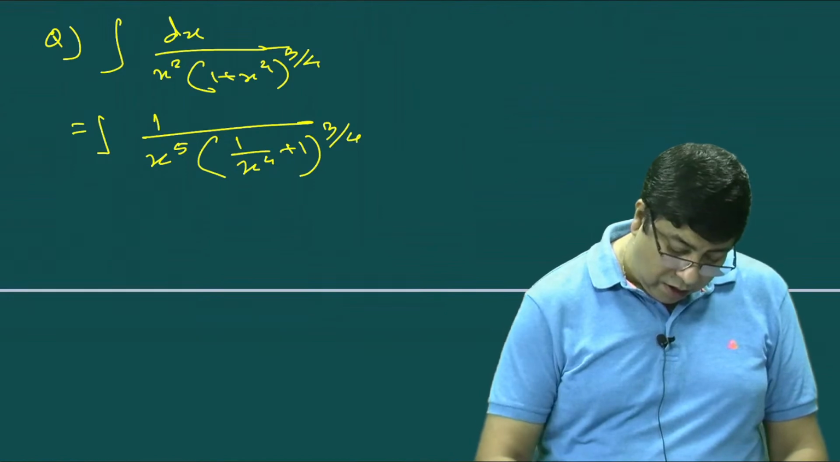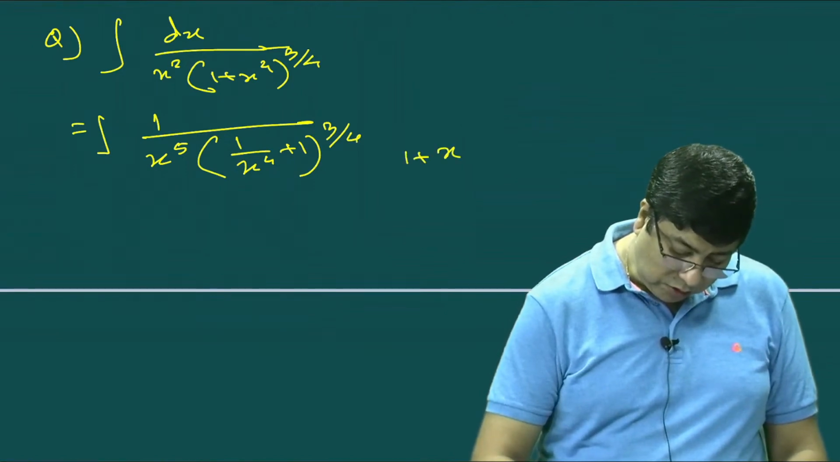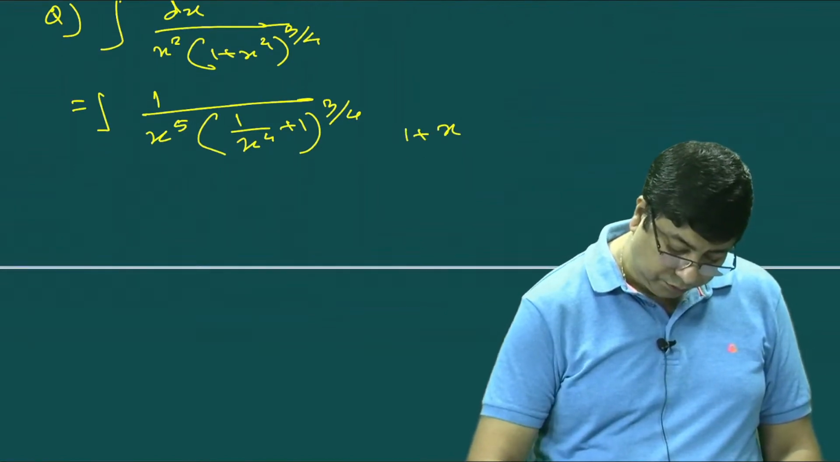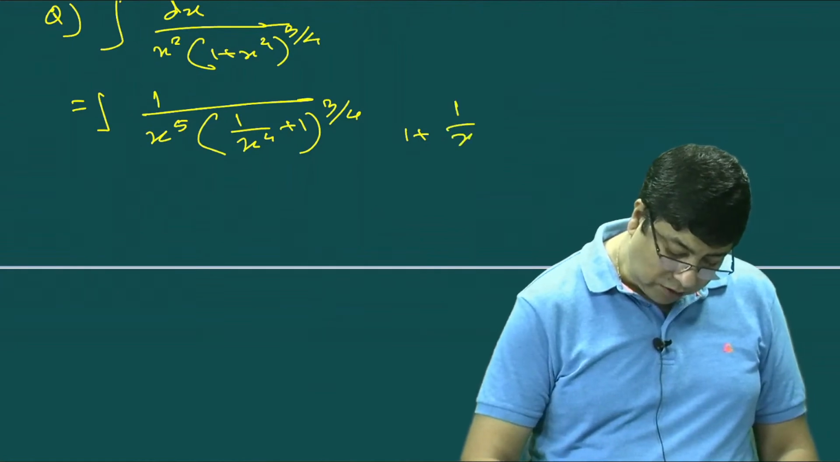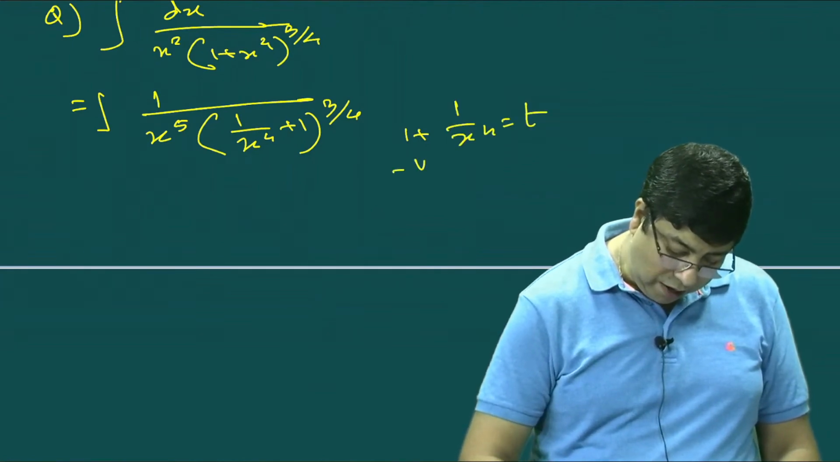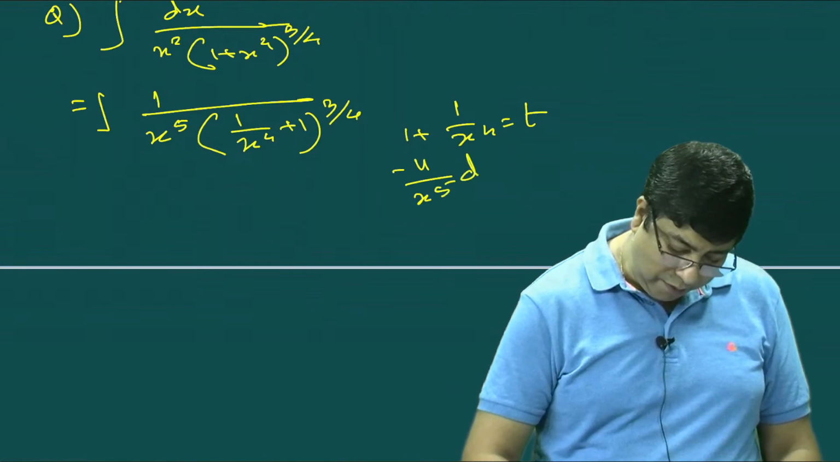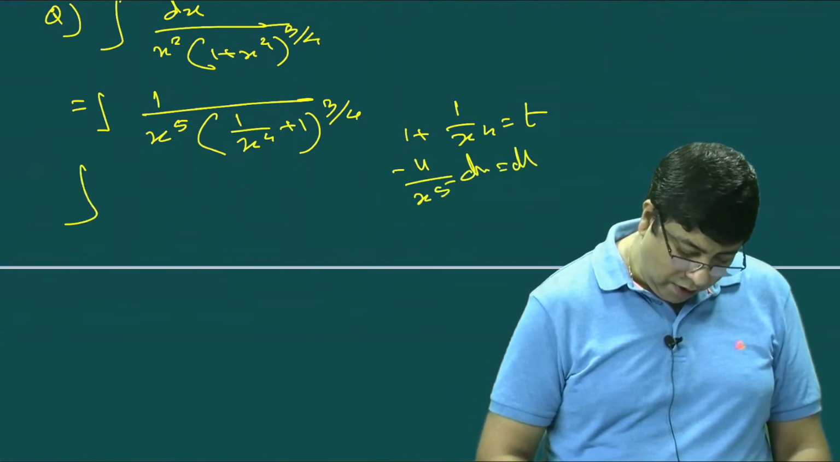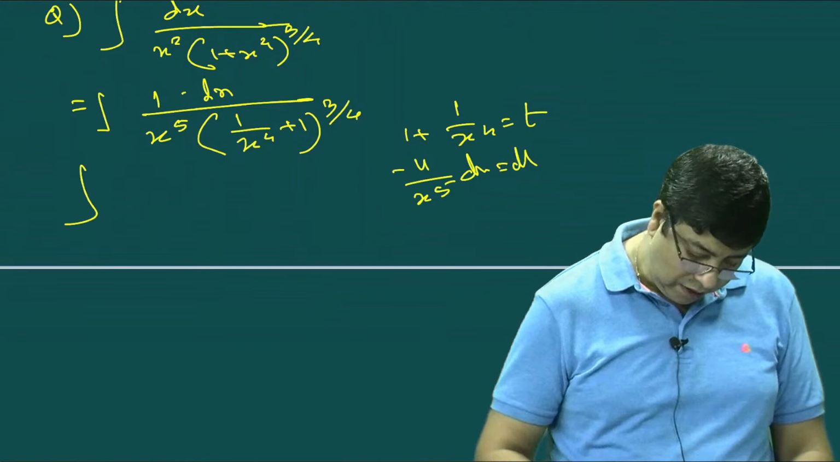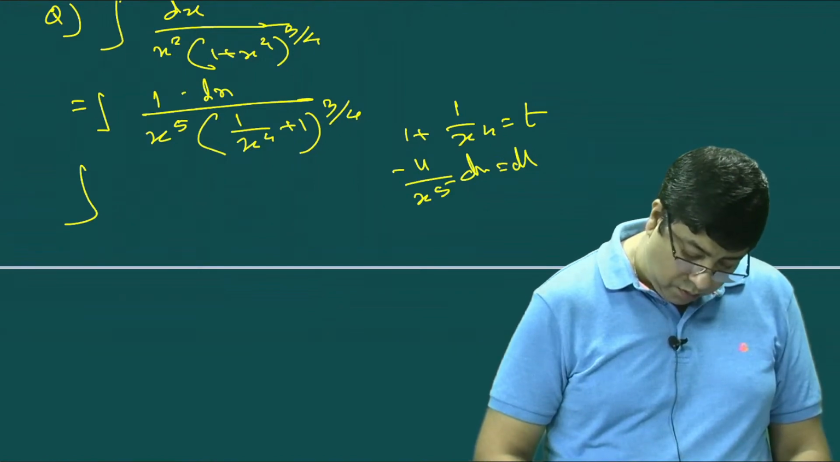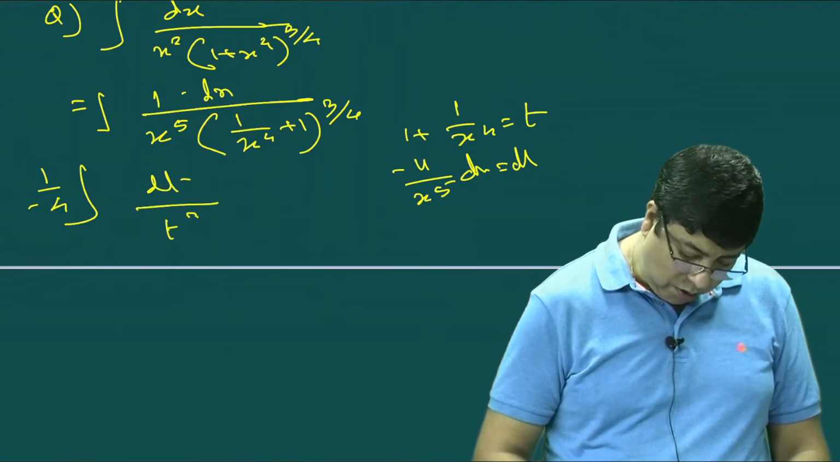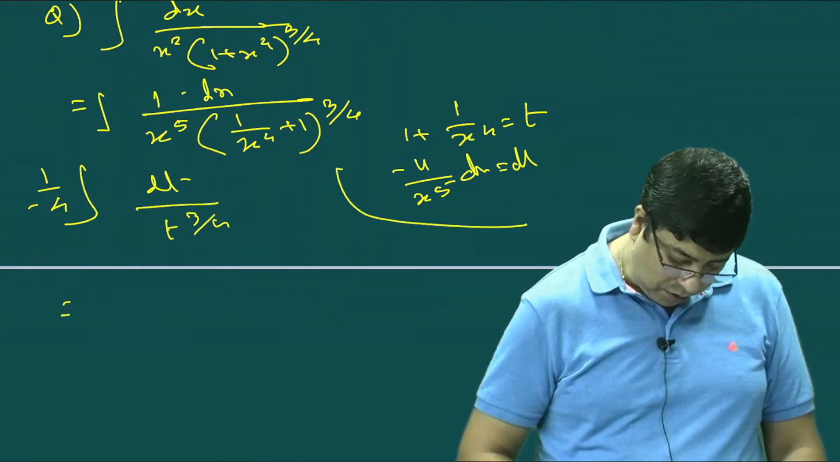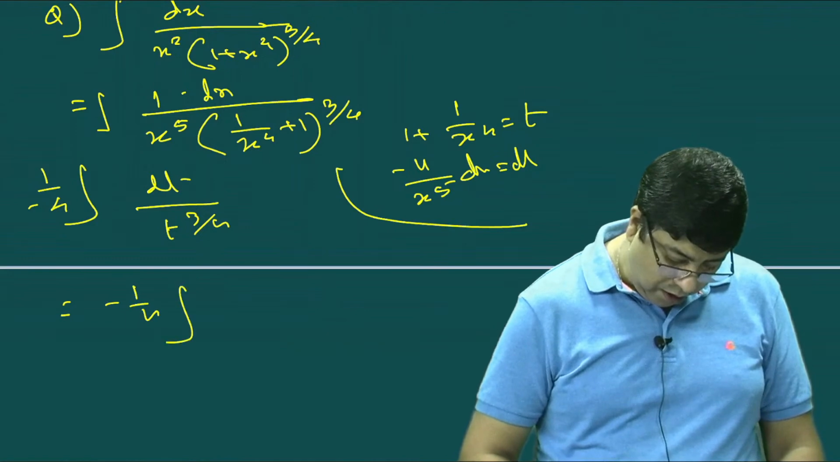Now we can write here, if we take 1 plus 1 by x to the power 4 equal to t, so minus 4 by x to the power 5 dx equal to dt. Therefore, we are getting here dx, so minus 1/4 dt by t to the power 3 by 4. If we take t to the power 3 by 4 minus 1 by 4 here, it is coming t to the power minus 3 by 4.